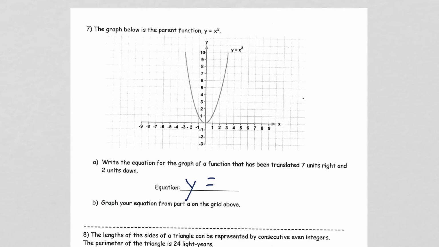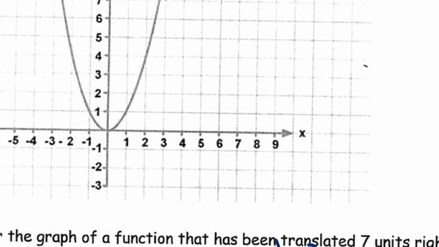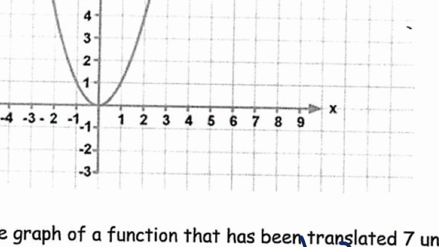And let's see, 7 units right means we're going to have to subtract 7 inside the parentheses. So it's going to be x minus 7, quantity squared. And 2 units down is going to be minus 2. So we have x minus 7 squared minus 2. And then if we graph this here, let's see, 7 units to the right and 2 units down. So here's our vertex.